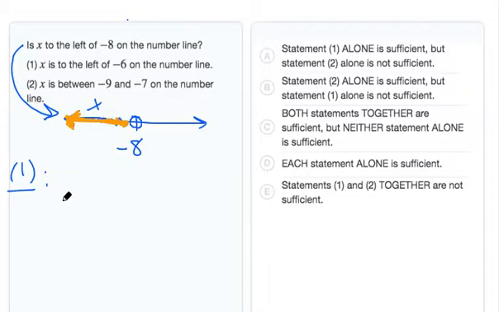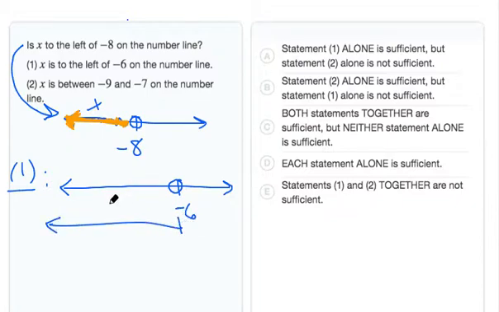Statement 1 says x is to the left of -6 on the number line. So let's draw another number line down here and put our information from statement 1. We have -6 over here, and we know that x has to be somewhere to the left of this, so somewhere over here. So x is somewhere over here on the number line. Now if we take a look at -8, that lies over here, and our orange portion that we were asked about in the question is over here.